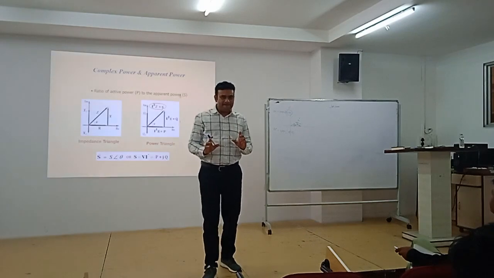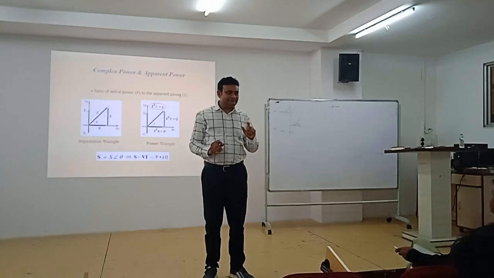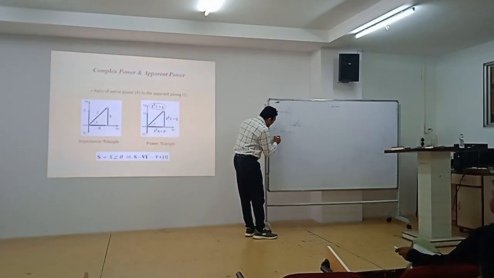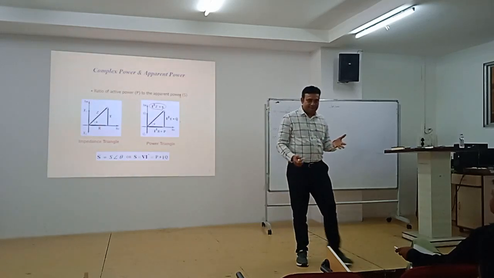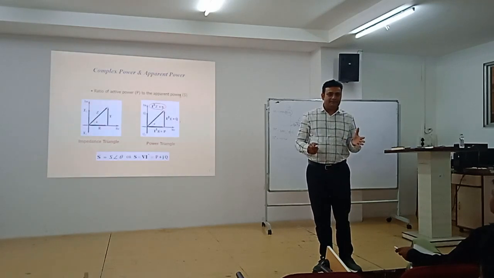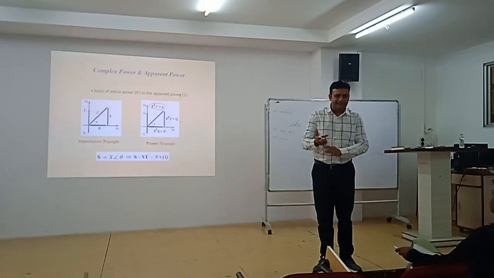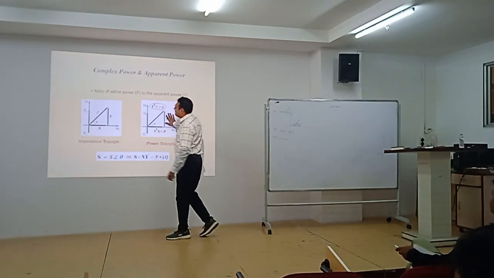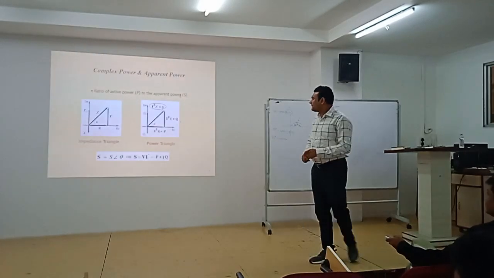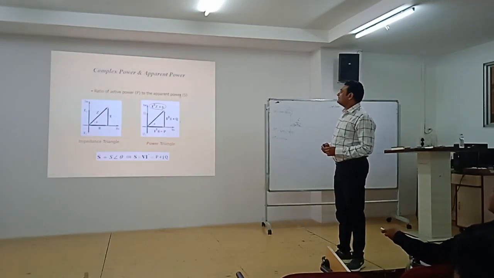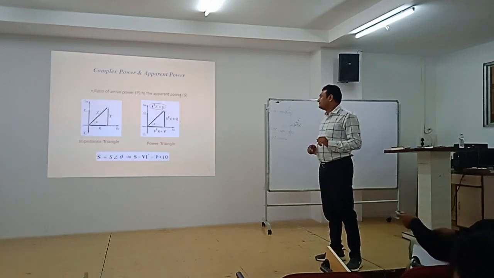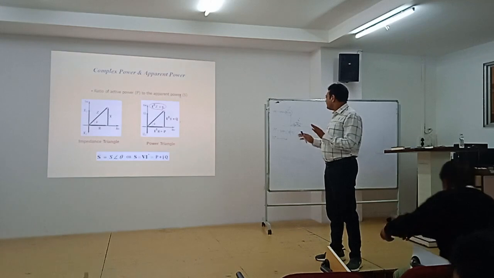Getting my point? So to obtain this, we are taking VI conjugate because it is VI cos phi. The angle difference we have to take. Right? Okay. So this is the impedance triangle and this is the power triangle. Further, these are some basics. I am discussing basic things, but I hope you will get something.